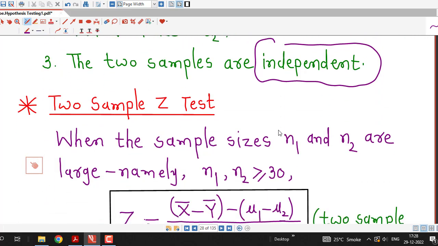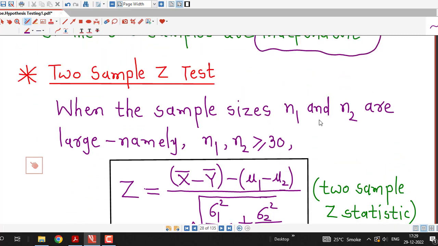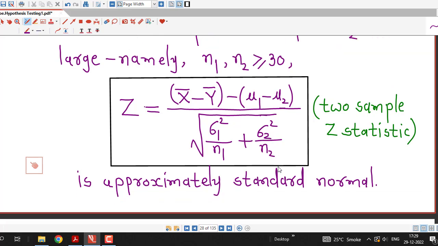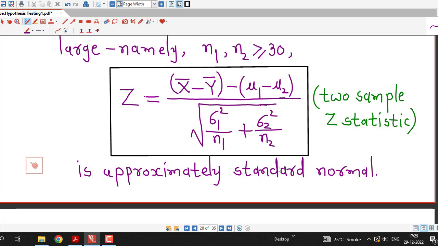So if these three assumptions are satisfied, and if sample sizes are large enough, that is n1 and n2 are greater than or equal to 30, then z equal to x bar minus y bar minus mu1 minus mu2, divided by square root of sigma 1 square over n1 plus sigma 2 square over n2, is approximately a standard normal random variable. And we make the remark that if population variances are not given, then we can replace them by sample variances denoted by s1 square and s2 square.